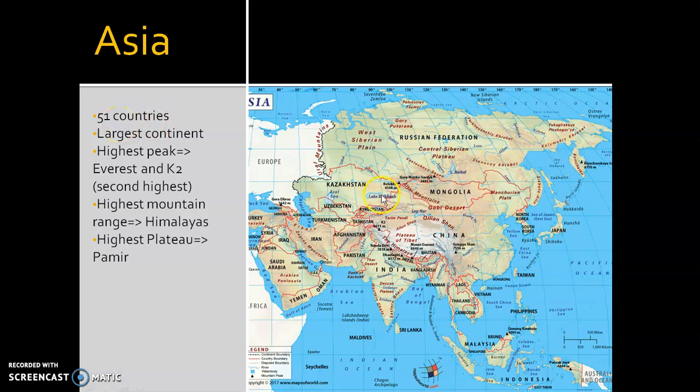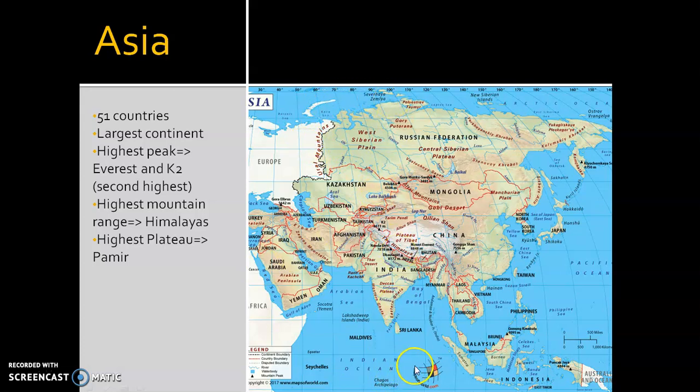So in the map over here, you can see this is Asia. It has the Pacific Ocean here on the far east, and on the west you see there is the Red Sea. Europe is to the northwest.